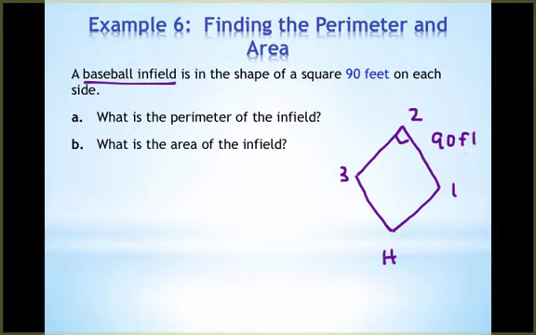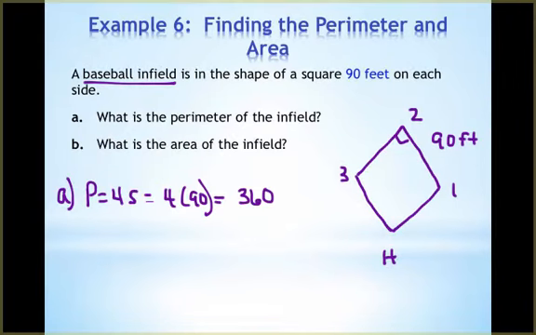Now we need to know our units. This is 90 feet. So remember that for a square, to find perimeter, we do 4 times our side. But 4 times 90 would be 360. And that's feet because we'd add up 90 feet 4 times. And my units would stay feet.